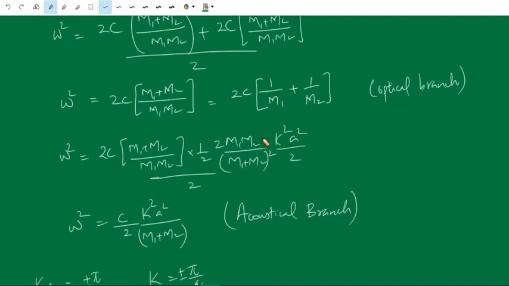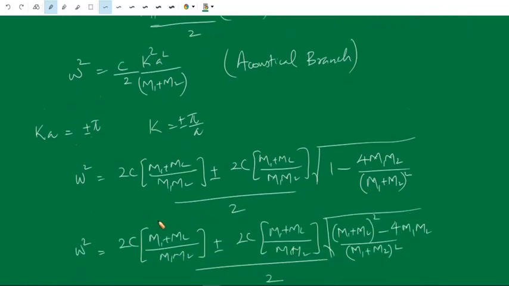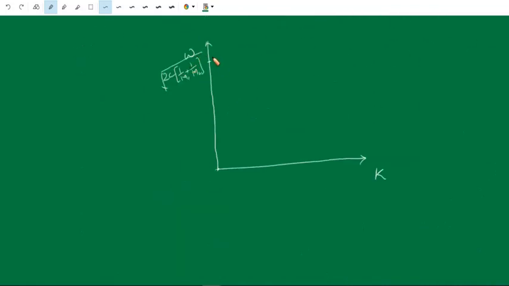And for the acoustic branch, when k equal to 0, omega square is also 0. As k increases, omega square increases linearly. Okay, omega increases linearly. So this is the value of omega when k equal to 0, and this is for the acoustic branch. This is for the optical branch. Now at plus pi by a, minus pi by a can be taken here. The negative of this can also be plotted.